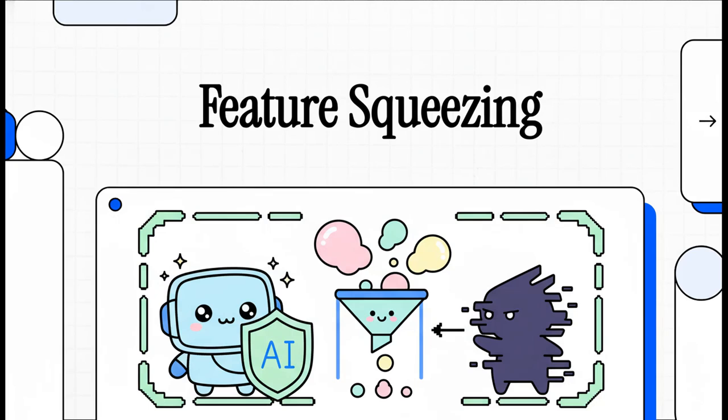Hey, welcome. Today, we're going to jump into something really fascinating in the world of AI defense. It's called feature squeezing, and it's this super clever, surprisingly simple way to stop artificial intelligence from being tricked by attacks that you and I would never ever see. So let's dive right in.